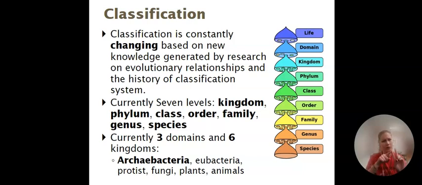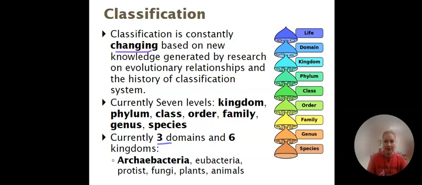And that technology also helped us to discover new organisms like bacteria, because they're microscopic. I needed a microscope to see them. So new technology and discovering new organisms are the 2 reasons why our classification system is constantly changing, based on new knowledge.